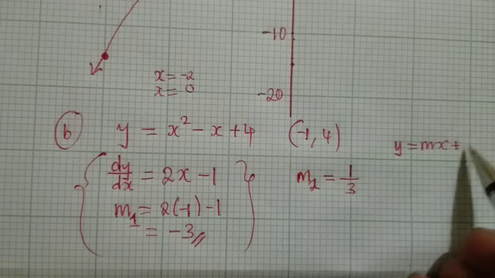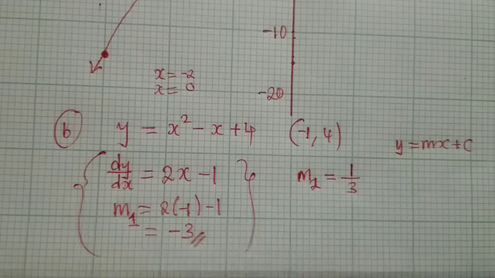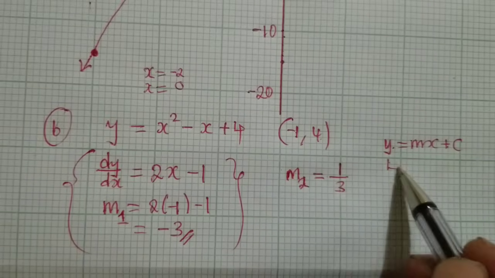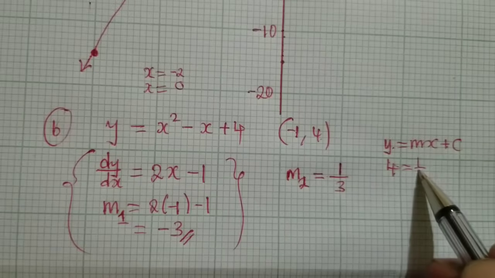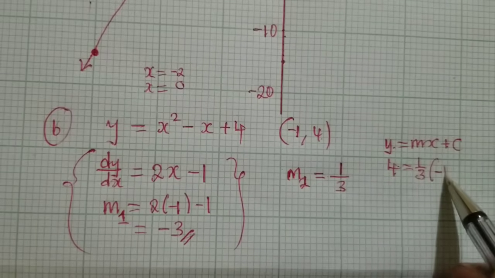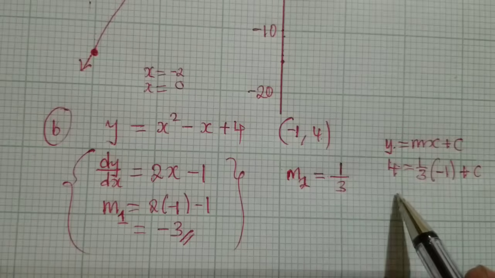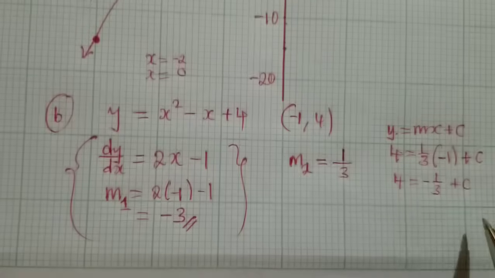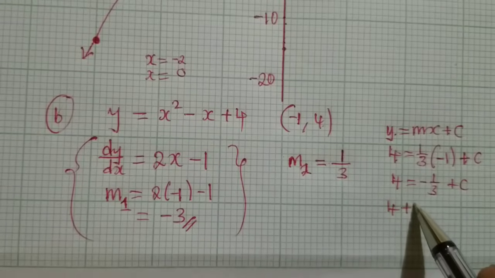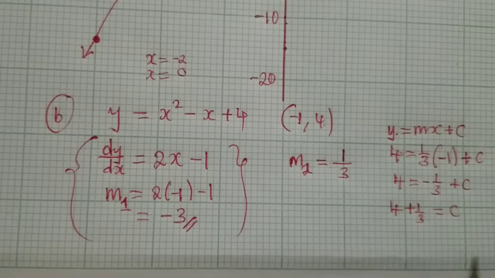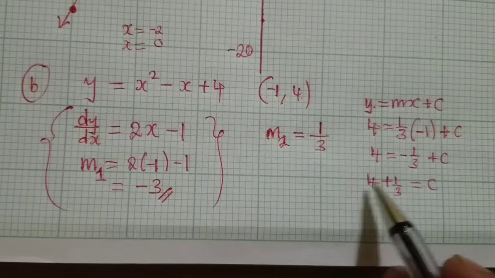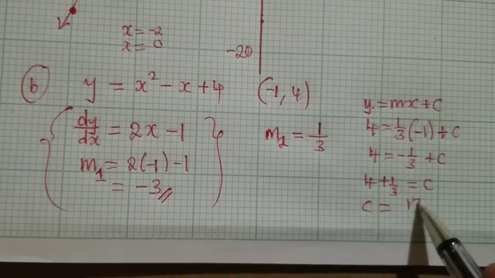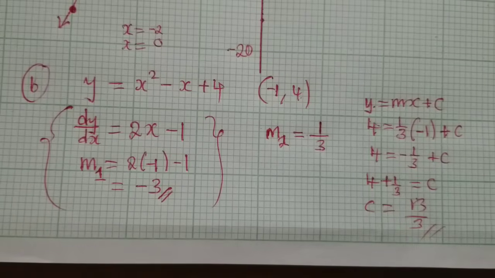I guess you all know this formula. It's for finding the equation of a straight line. So where there is y, put a 4, is equal to 1 over 3. Where there is x, put a negative 1, plus c. You work things out. This is giving us negative 1 over 3 plus c. You solve for c. So what is our c here? Our c will simply be equal to 13 over 3.